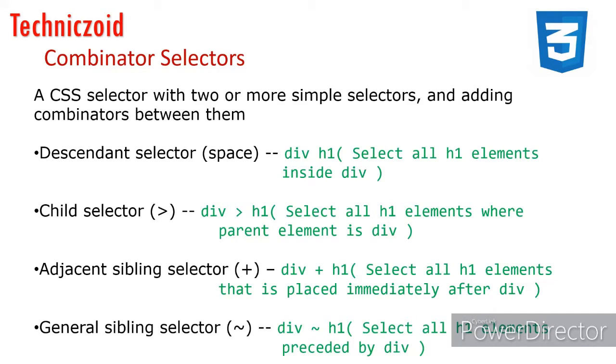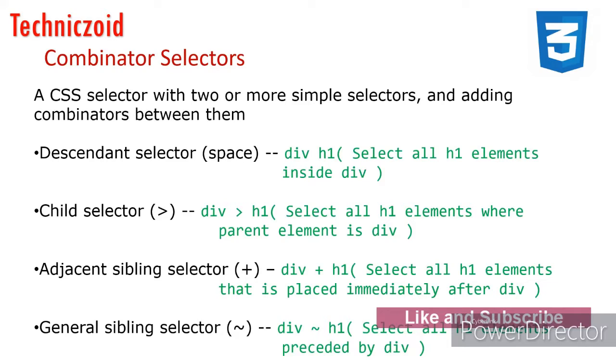Next one is the adjacent sibling selector. This selector selects the adjacent siblings. This means the second element directly follows the first and both share the same parent. Div plus h1 selects all the h1 elements that are placed immediately after the div elements.